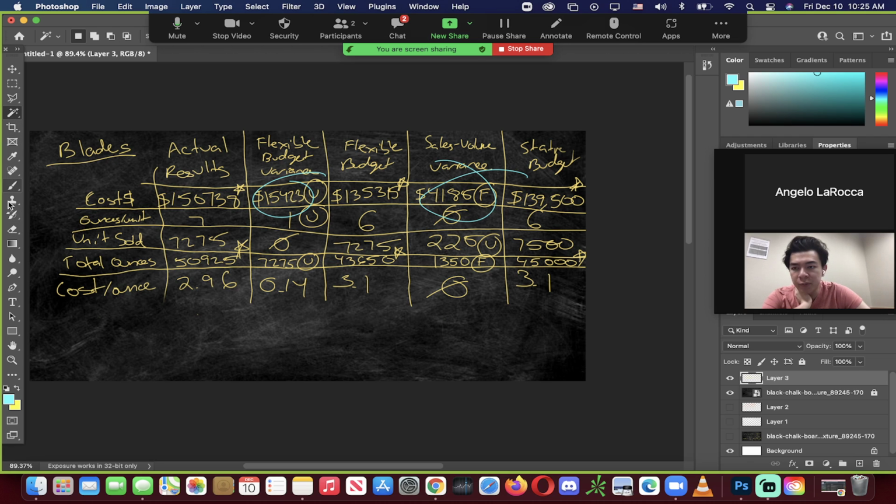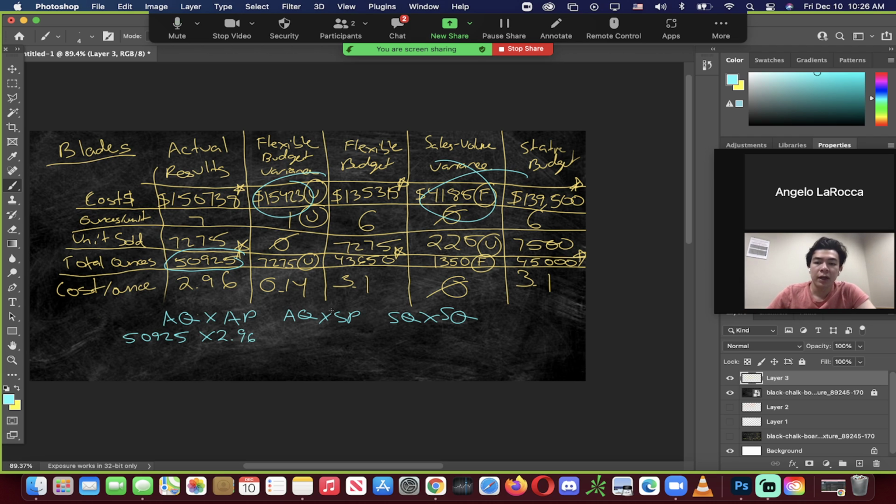Remember, for input price variance, we're going to use a skeleton, right? So we have AQ times AP on the very left, AQ times SP, and then SP times SQ. We take AQ from here, 50,925. AP is $2.96. And then AQ again is the same number, right?